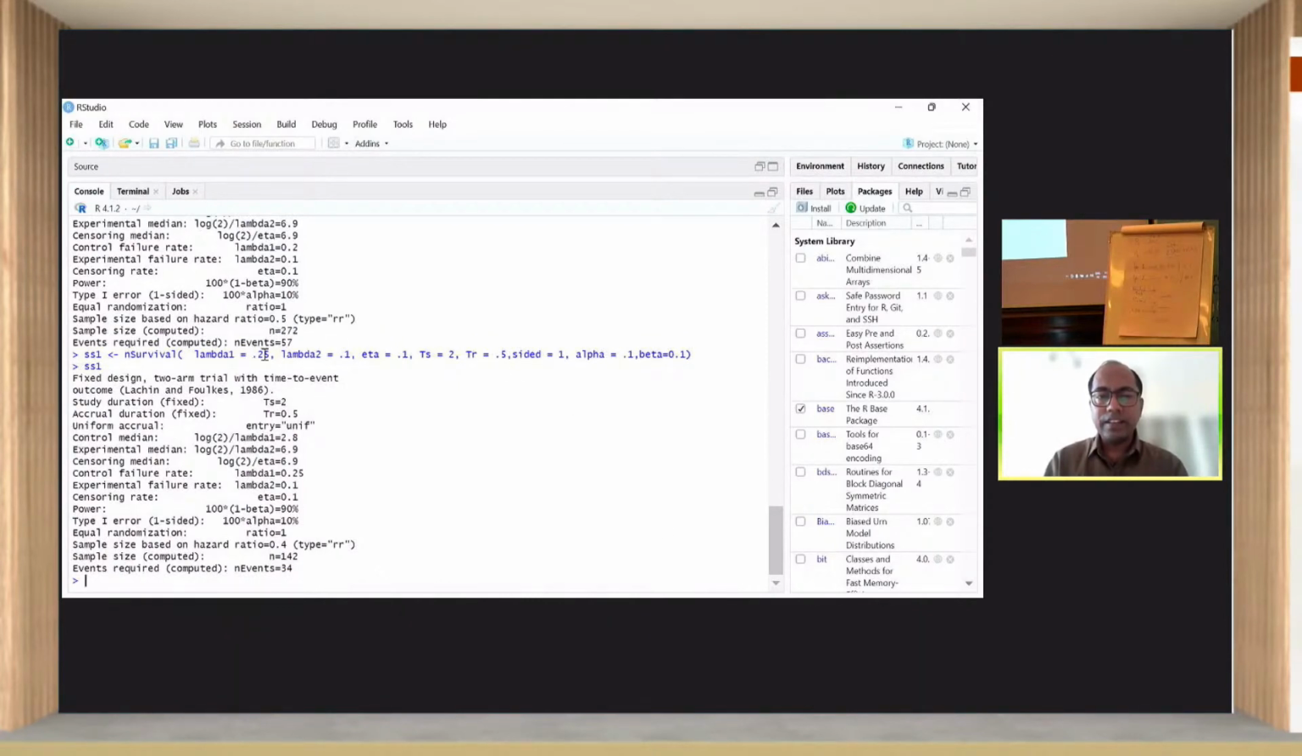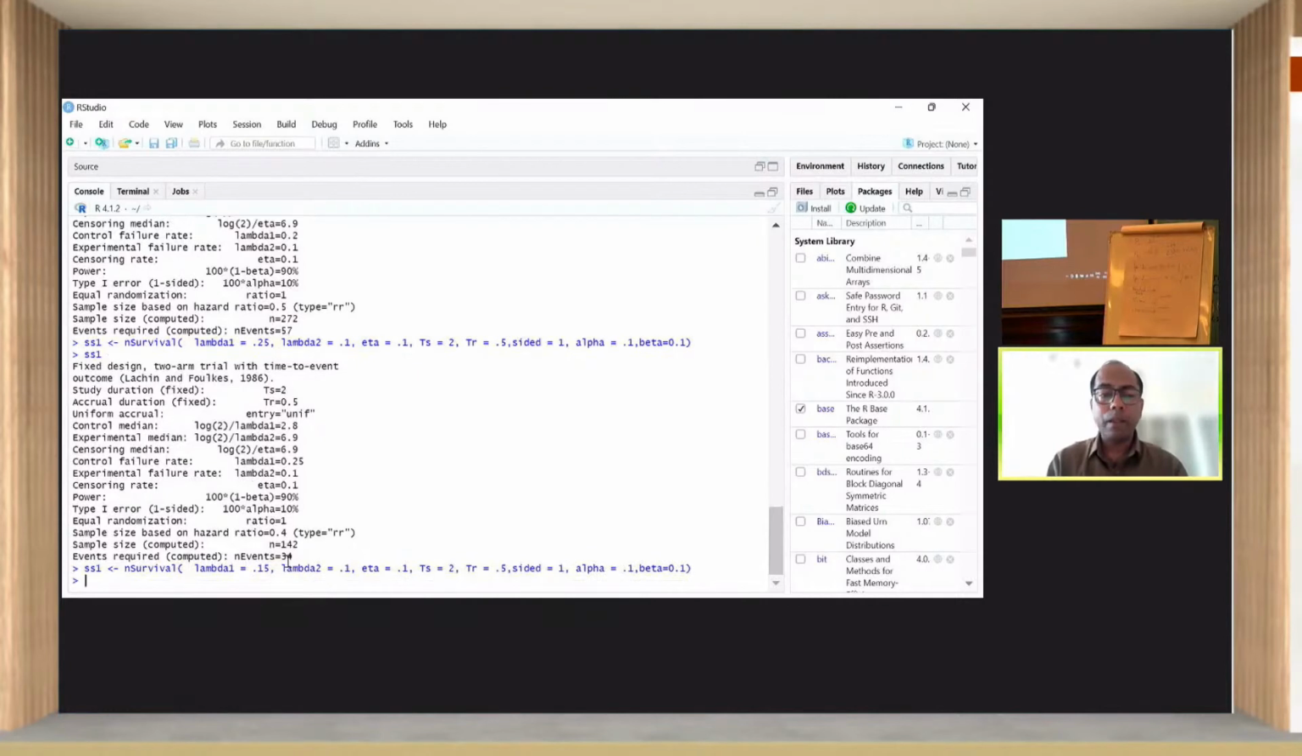Since I increased the distance between lambda 1 and lambda 2, the sample size again reduced from 272 to 142. Eventually, if I decrease that distance between them, from 0.25 to 0.15, let's see what happens.